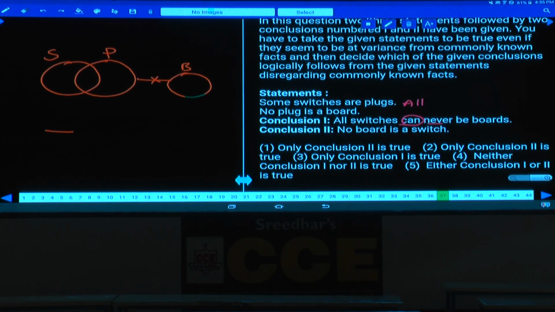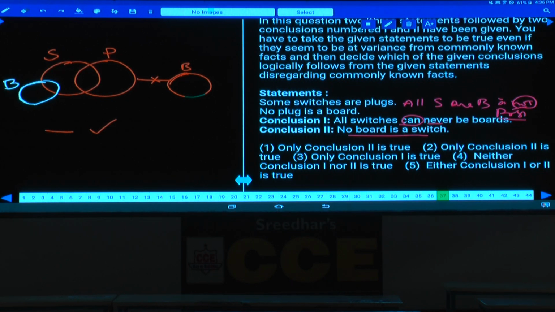Now the same thing can be written as all switches are boards is not possible. Is not possible means not is a negative, can is a possibility. Hence second one, no board is a switch. Now board is here, switch is here, as of now it is definitely true. Now to make this one false, we need to prove its complementary. What is the complementary? Some of the boards are switches. Now board and switch, tell me whether I can draw my switch like this or not. If you draw board like this, then some boards are switches is true. No board is a switch will be false.